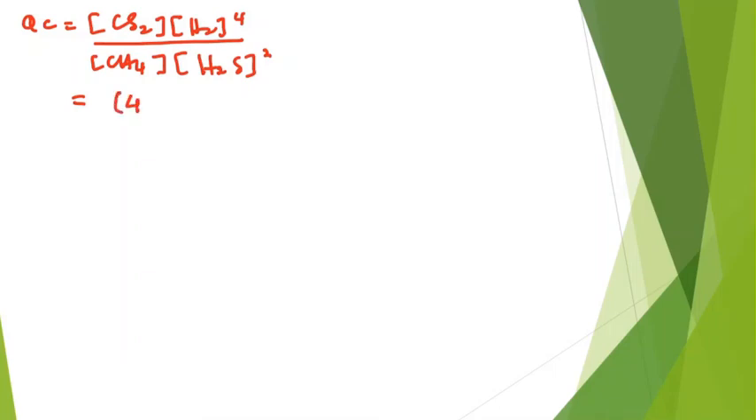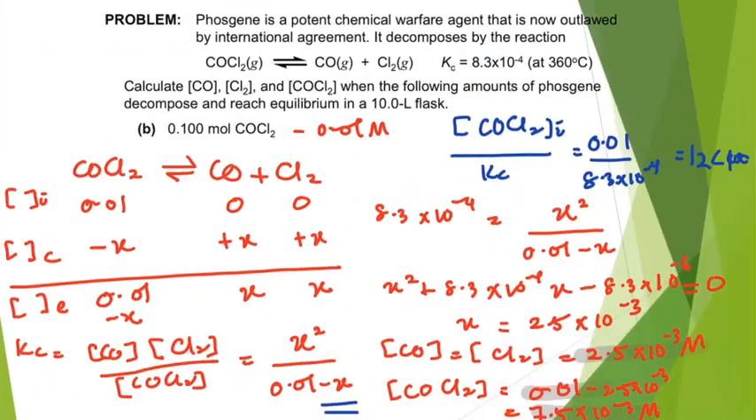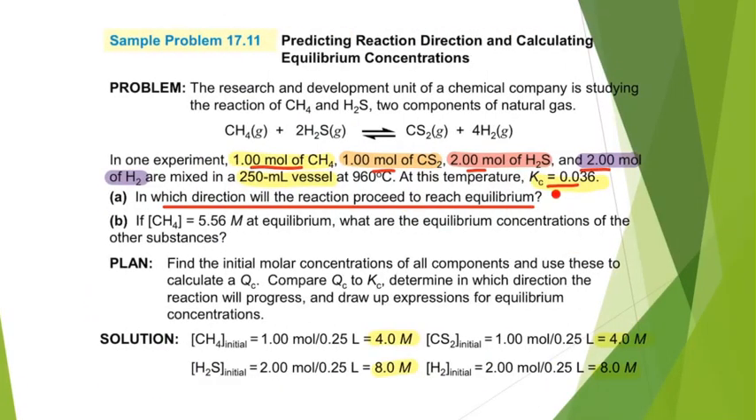so we'll get 4 multiplied with 8 to the power of 2... over 4 multiplied with 8, sorry, this is power of 4, this is power of 2. Then we'll get our QC is equal to 64.